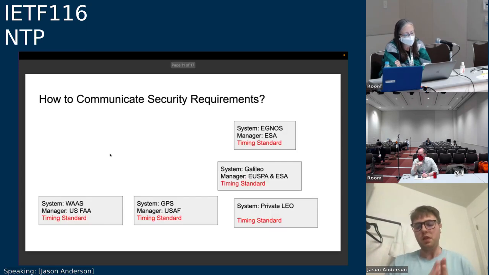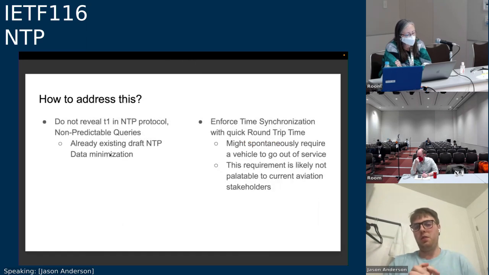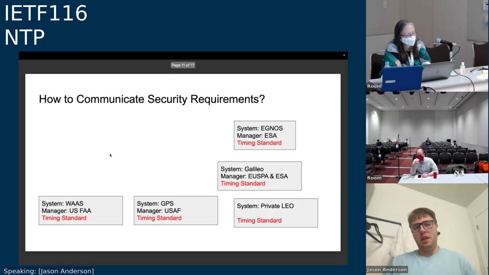So this is why I think that the data minimization idea is probably the best way to go, because there are a lot of stakeholders to convince here. So how do we communicate this security requirement that I'm talking about here? I'm working with at least 5 different parties. I've got Europe, I've got the United States, I've got private industry, and I'll tell you, Tesla timing synchronization is always their afterthought.